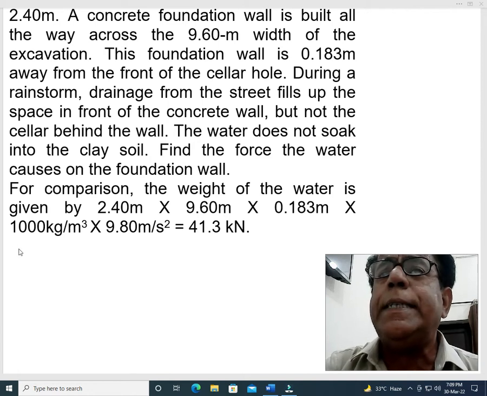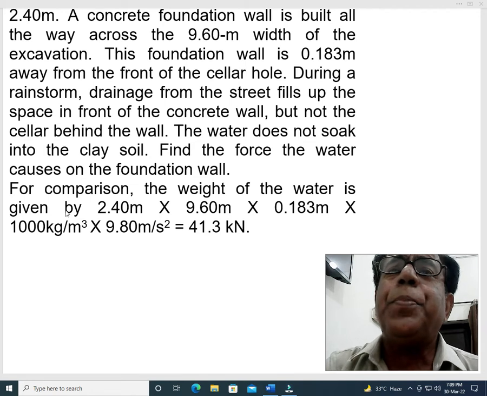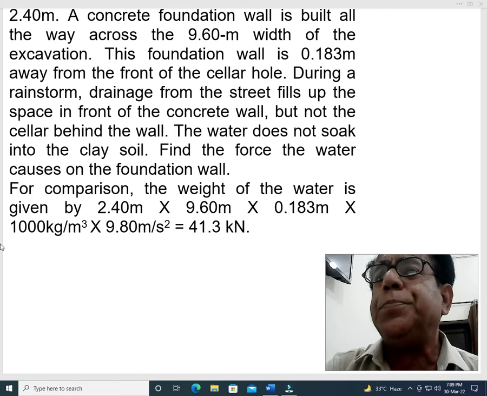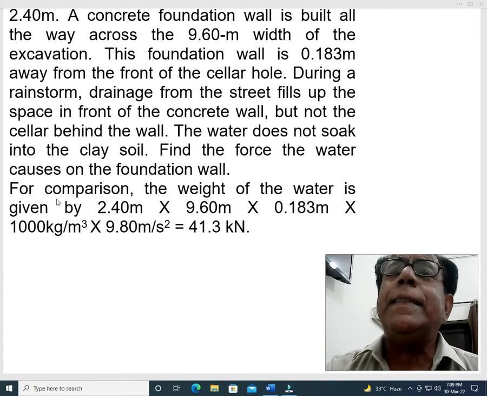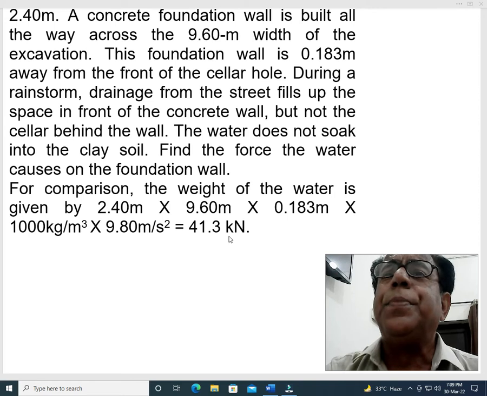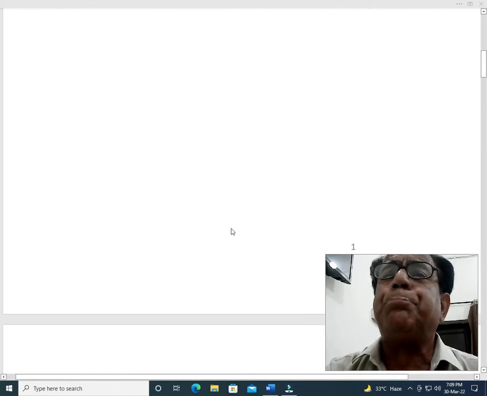Dear students, here the first three quantities determine the volume. Second quantity determines the density of water. Third quantity is the value of acceleration due to gravity. Now we come towards the solution, and first we see whether this comparing situation is correct or not, and how it has come to this value. Solution.